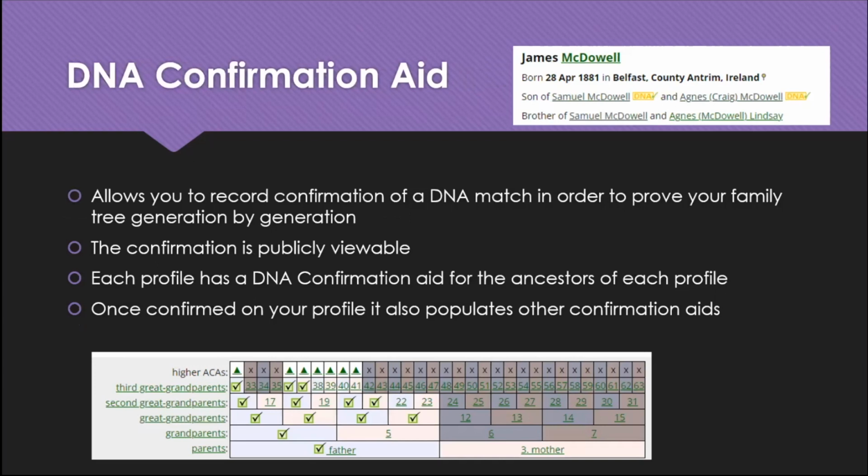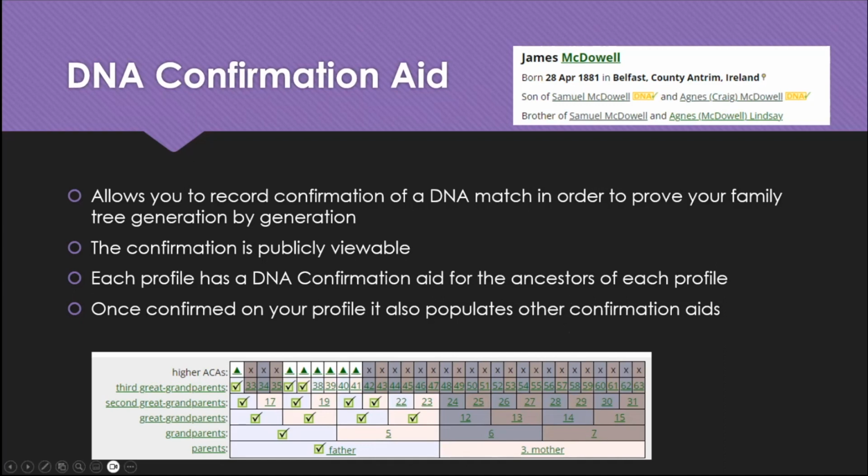So one of the things that you can use is a DNA confirmation aid. Now, I mentioned earlier to you the fact that you can see this little DNA button. And what happens is this allows you to record a confirmation of a DNA match. And what that allows you to do is prove your family tree generation by generation. And on each profile page, you can go in and look at the confirmation aid.